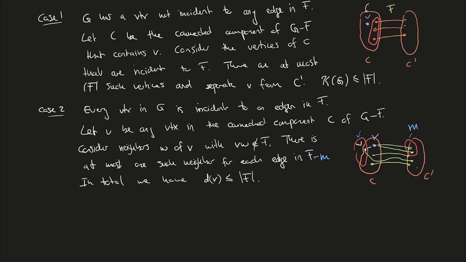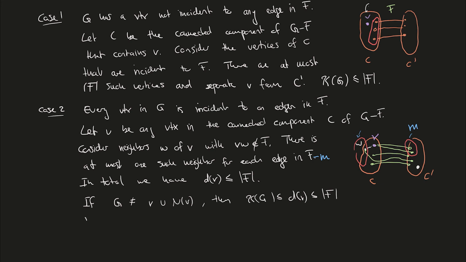Now, if there's some other vertex in G that is not part of the neighborhood of V, then we can just remove all of the vertices in the neighborhood of V and disconnect V from that other vertex. So that's if G is not equal to V union its neighborhood, then the connectivity of G is less than or equal to the degree of V, which we saw is less than or equal to the size of F, which is what we wanted to show.